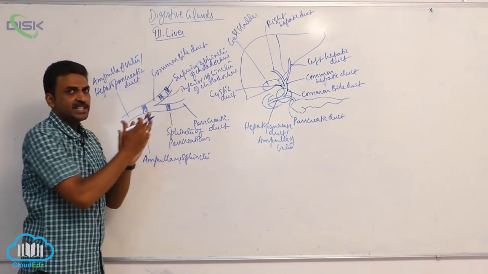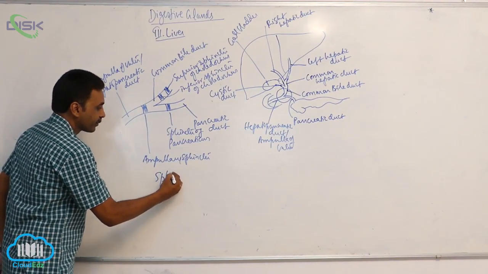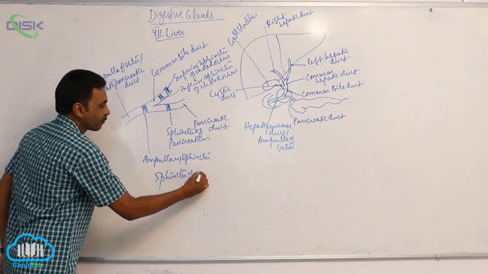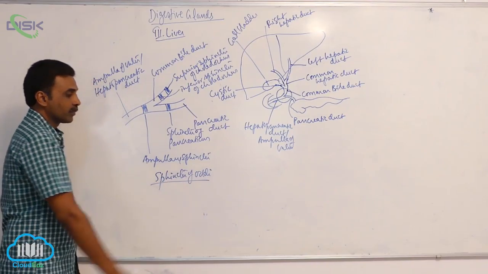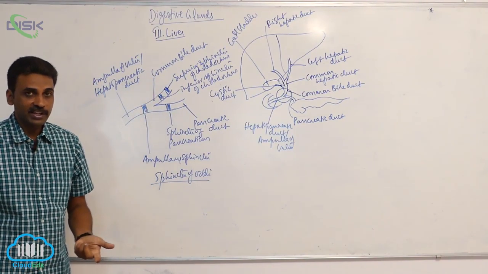Now a group of these four sphincters together is called sphincter of Oddi.